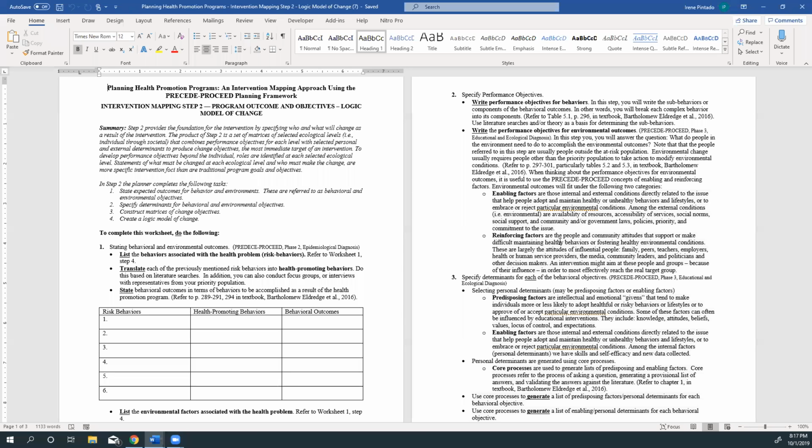So you want somebody in the community. It could be, as I said, some of the people I gave you ideas about are family, peers, teachers. Obviously, teachers depends on the age of the population.